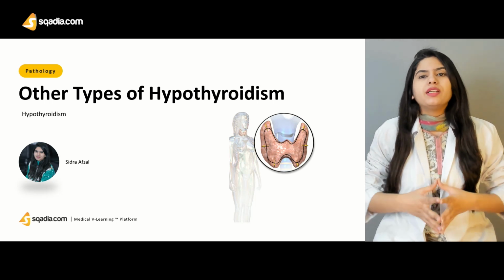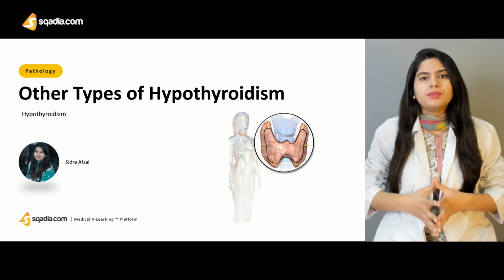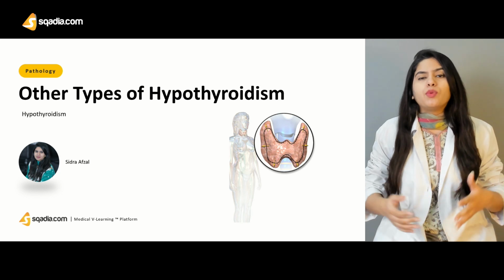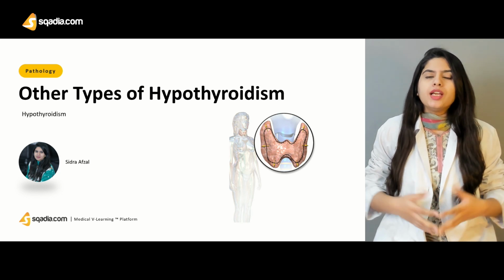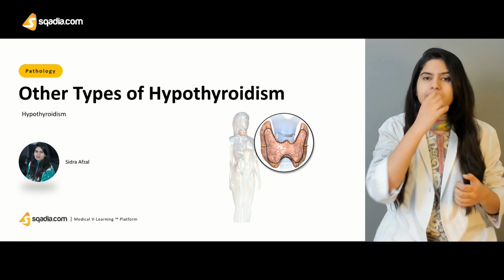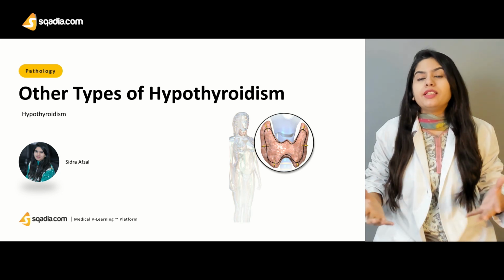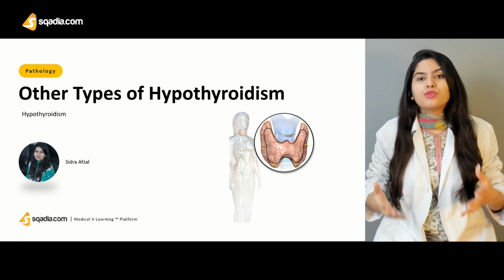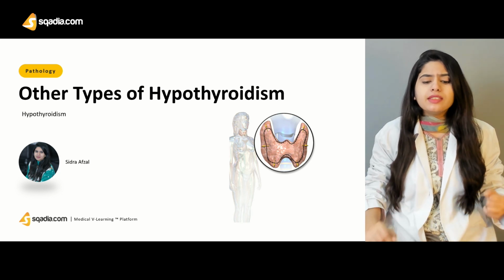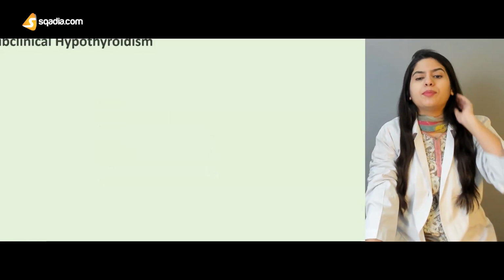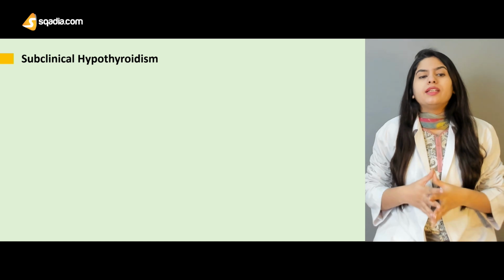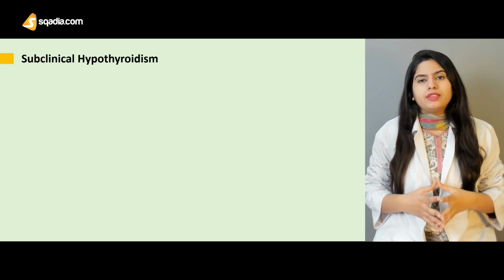Now you are familiar with primary hypothyroidism, secondary hypothyroidism, and goiter hypothyroidism. Apart from these three types, there are some other types of hypothyroidism that are also very important. Let's discuss these types of hypothyroidism. First of all, there is subclinical hypothyroidism.